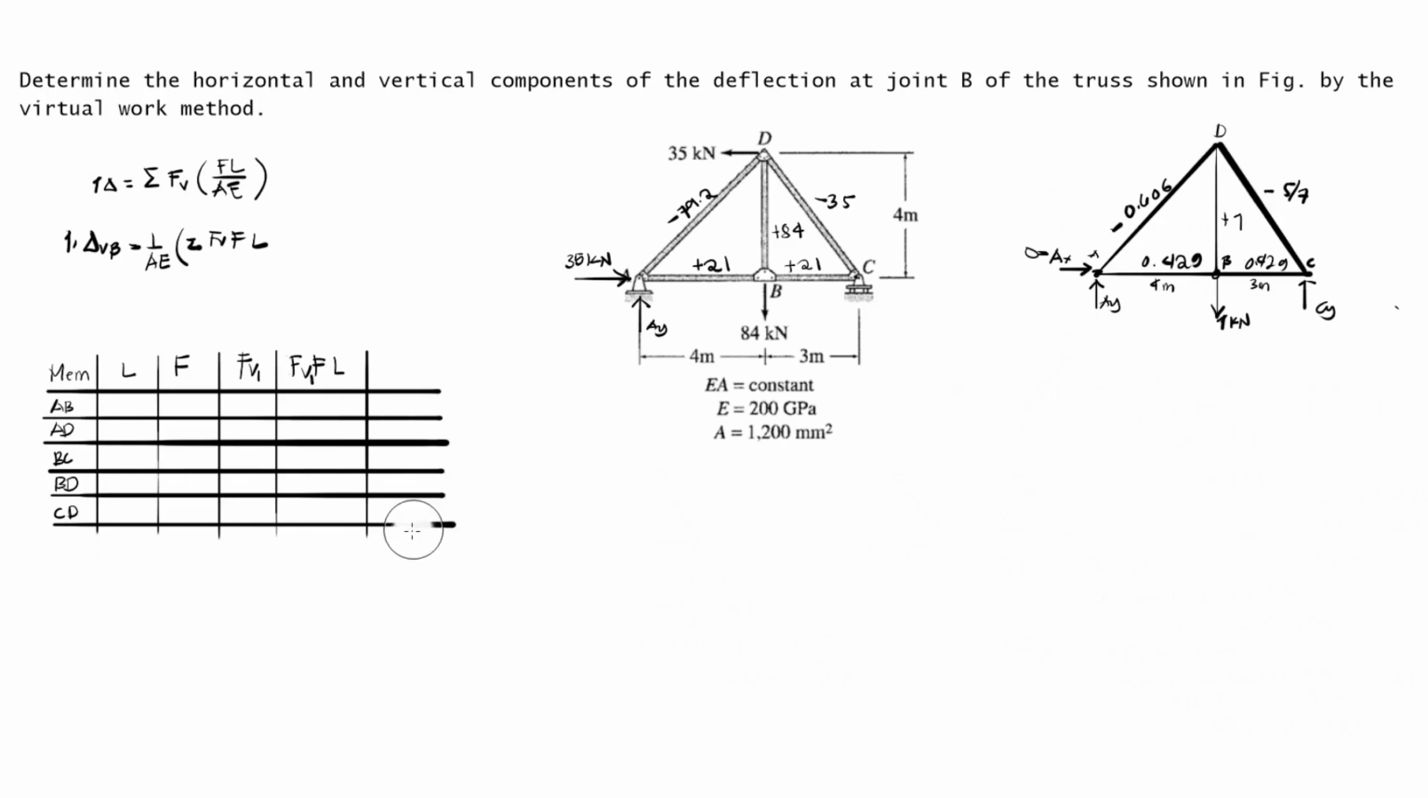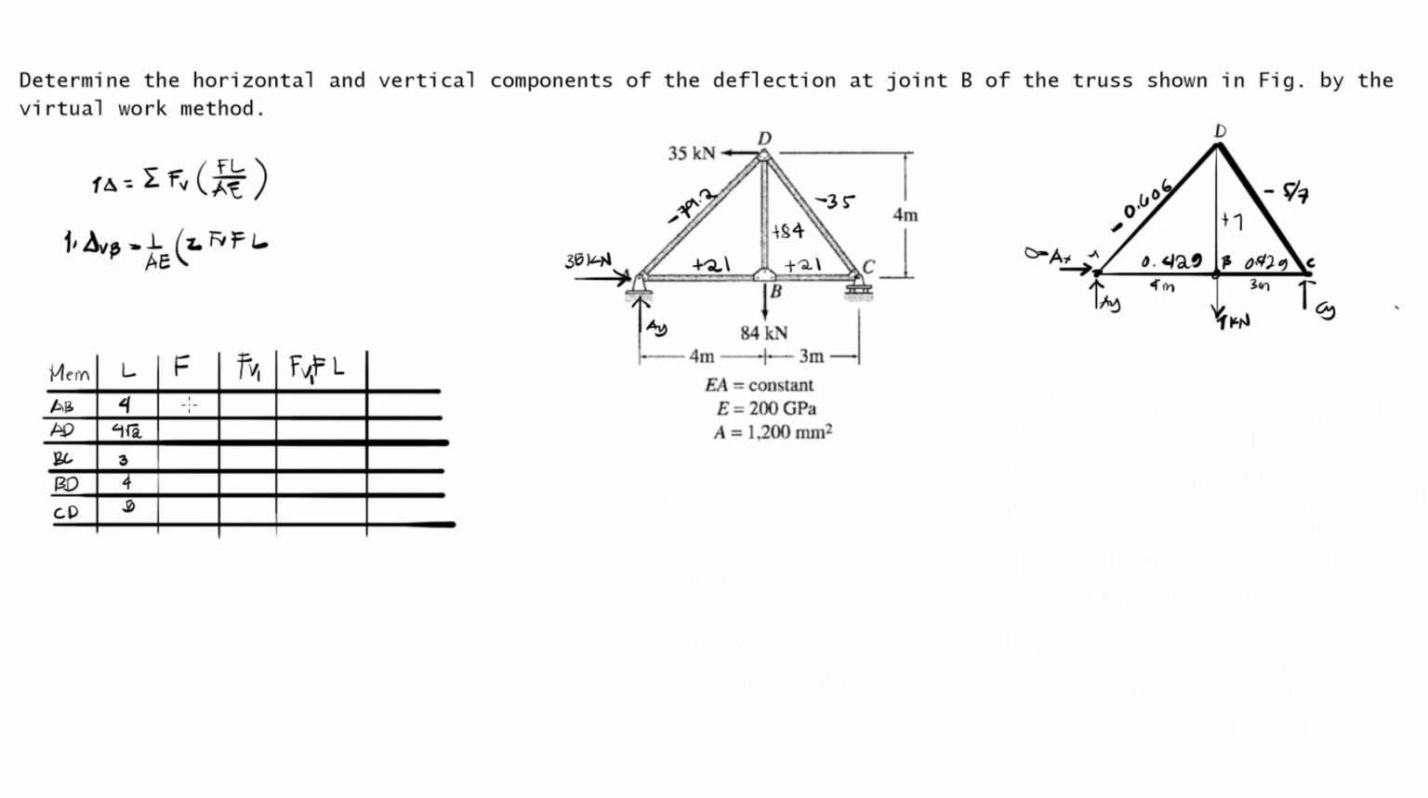Okay? So, yung L natin, lagay natin dito. Yung mga length ng bawat member. So, length ng AB is 4. Yung AD natin, that is 5 square root of 2. Or 4 square root of 2, I should say. No? 4 square root of 2. And then, yung BC natin is 3. Yung BD natin is 4. And yung ating CD is 5.